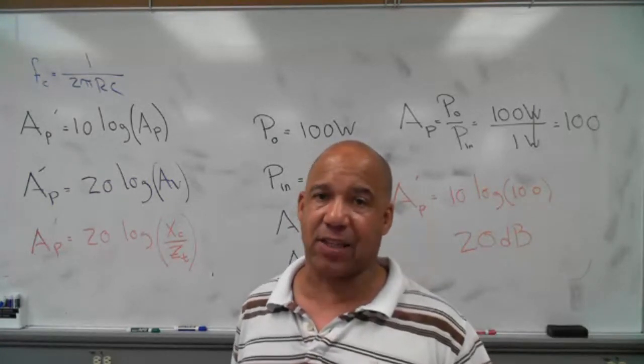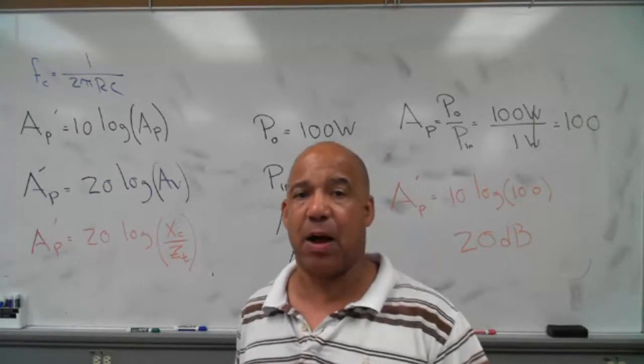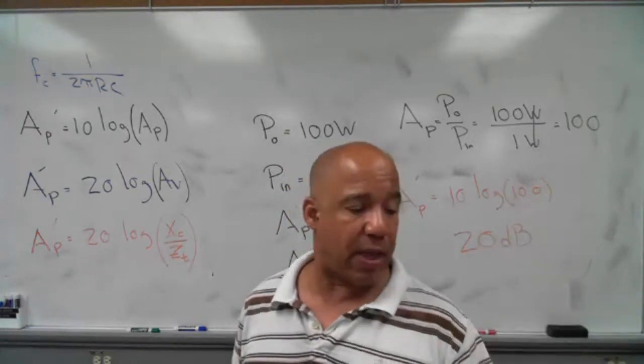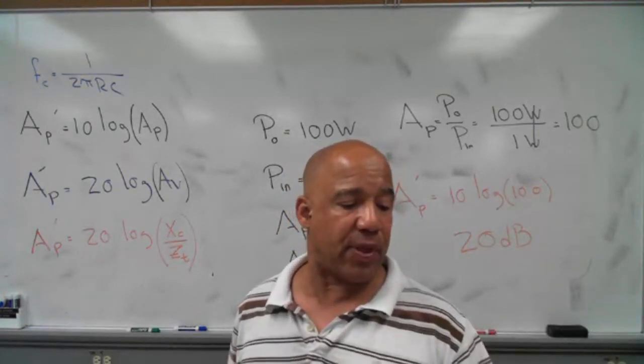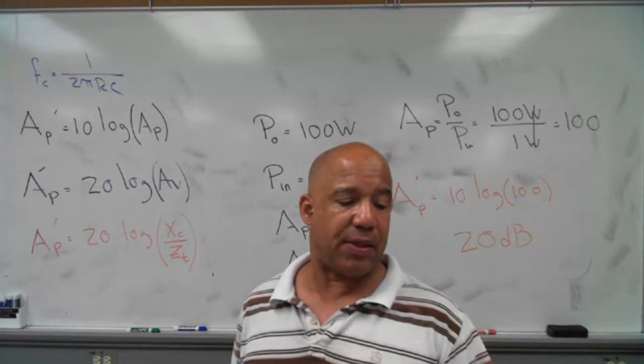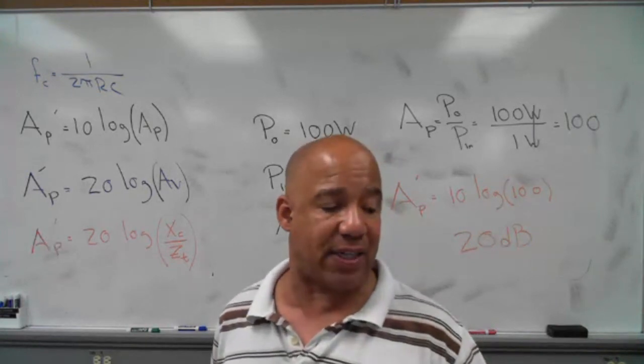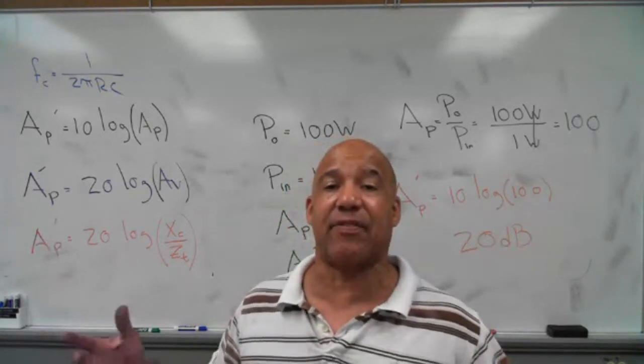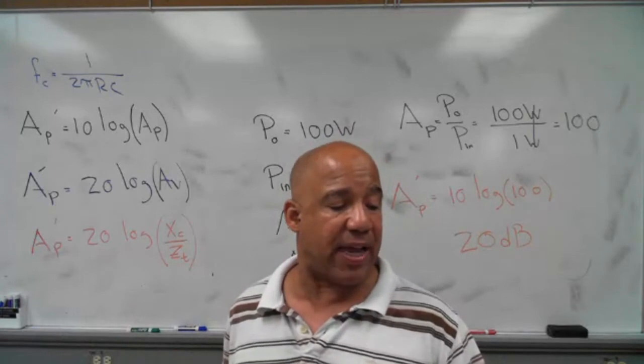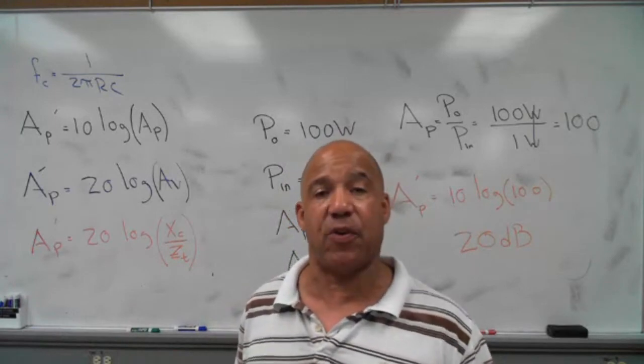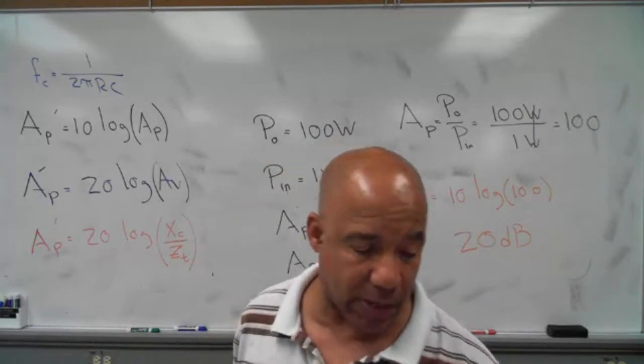So this must not be an active filter. This is a passive filter because my output power is less than my input power. You got 100 milliwatts going in. You got 5 milliwatts coming out. Then I want you to calculate the attenuation. That attenuation is negative gain. I want you to calculate the attenuation offered by the filter. So see if you can do that one.